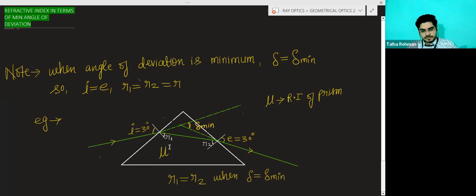For example, for this prism, the angle of incidence for which the angle of deviation is minimum is 30 degrees. So the angle of emergence will also become 30 degrees. And R1 and R2 also become equal. Remember this point.